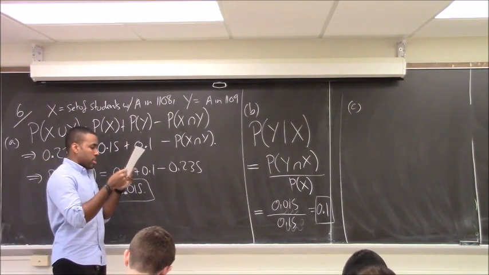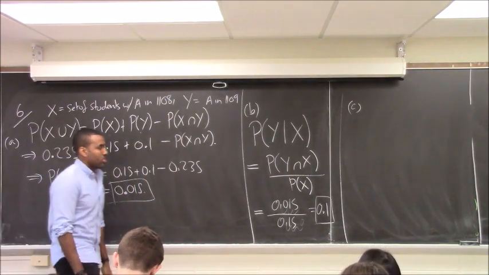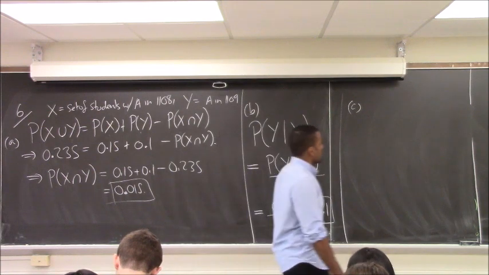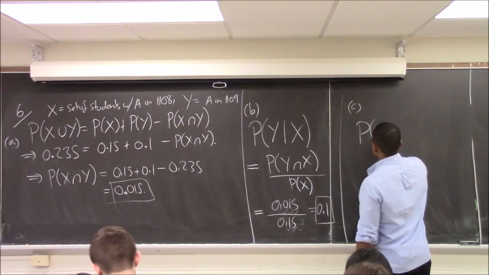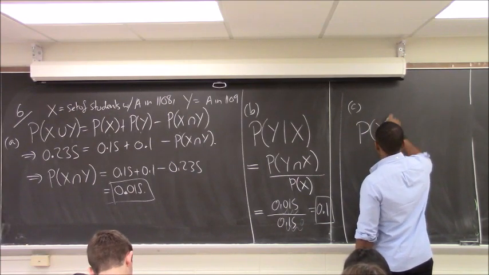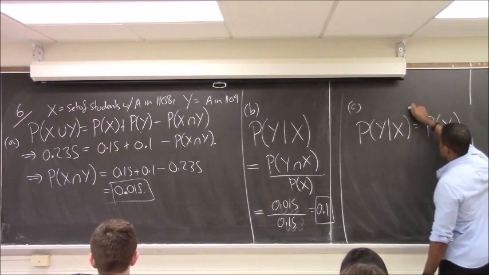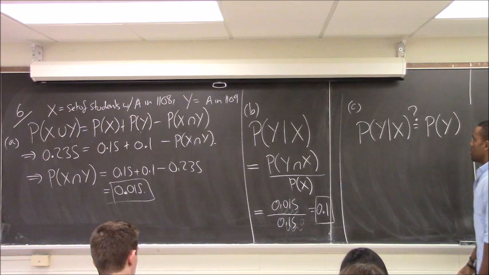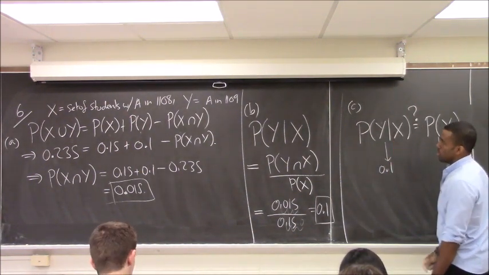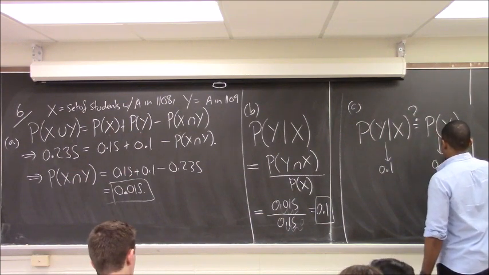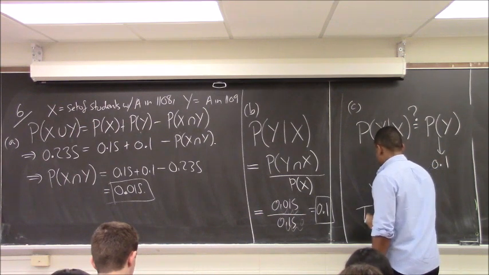Part C. Is getting an A in Math 1108 and Math 1109 independent? What do you guys think? The probability of A, given that B occurs, is the probability of A. So we want to know, is the probability of Y, given that X has occurred, equal to the probability of Y? This one we found was 0.1. This one we were given, that's also 0.1. So the answer is yes. They're independent.